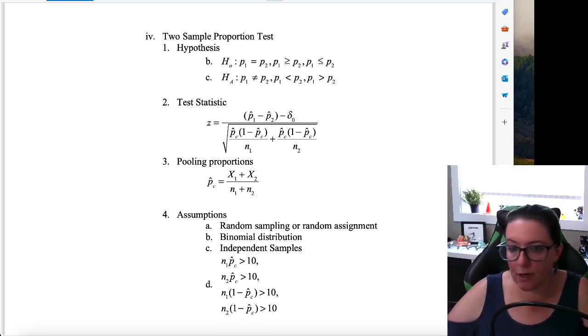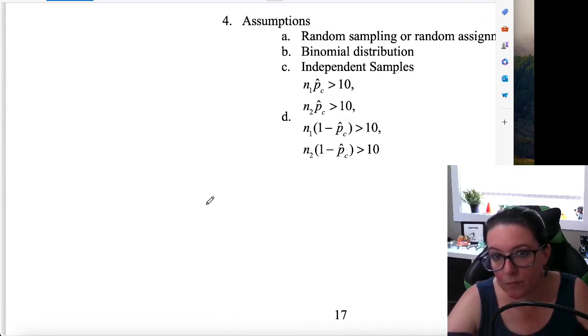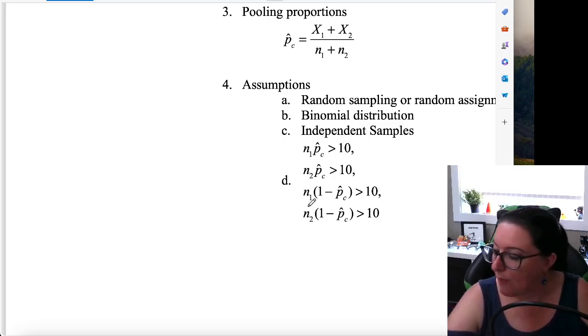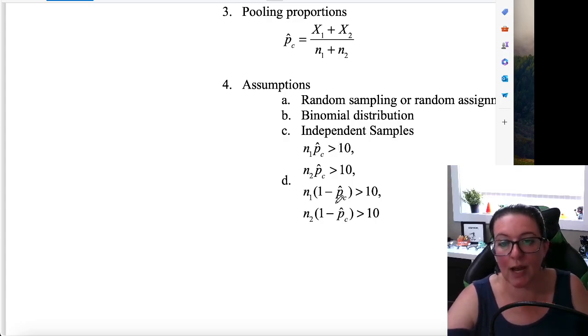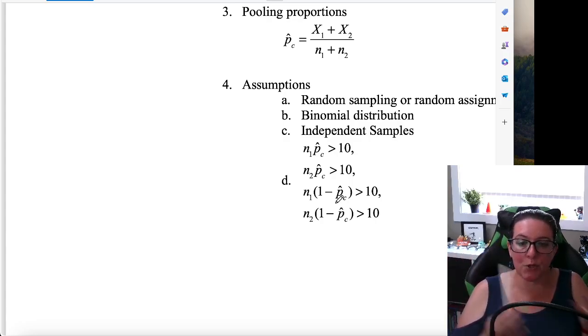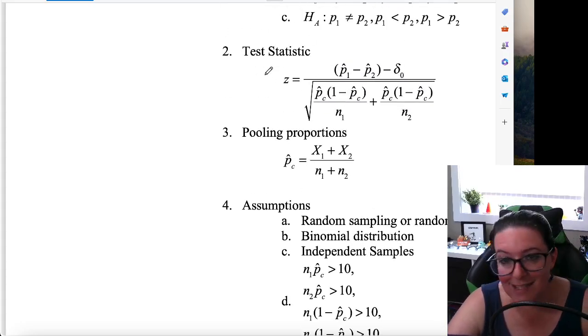And so I'm just going to zoom in a bit so you can see a little bit clearer. But what you do is you take the combined proportion times the sample size in group 1 and the combined proportion times the sample size in 2. That's what has to be greater than 10. And then the chance of failure, 1 minus the combined proportion times the sample size, must also be greater than 10. So this is our check to make sure the sample size is big enough in order for our binomial distribution to have a sampling distribution that is normal, which allows us to use our z-scores.